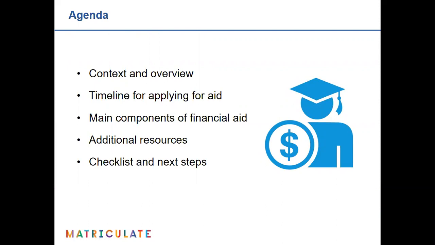So to go over today's agenda, we're going to give some context and an overview of the financial aid process, different types of aid, and how you'll be supporting your students in completing the process. We're going to go over the timeline for applying for aid, as well as address the main components of financial aid, and then finish off with some additional resources, as well as a checklist and next steps.